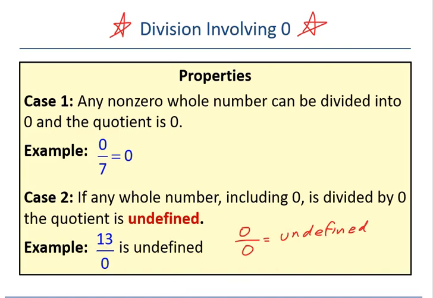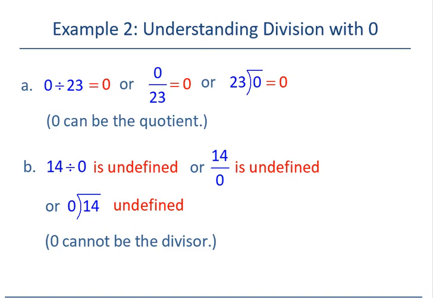As you progress further along in math, you're going to see it a lot more and you're going to understand it and conceptualize it a little better. But until then, just trust your math teacher. So let's look here. 0 divided by 23 is 0. That is okay. But 23 divided by 0, that's not okay.